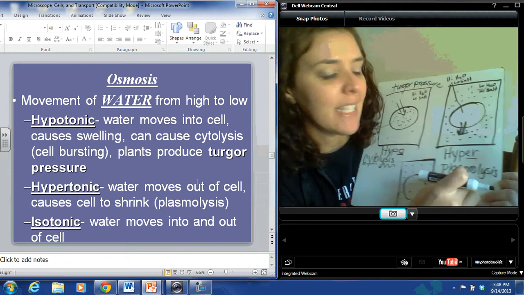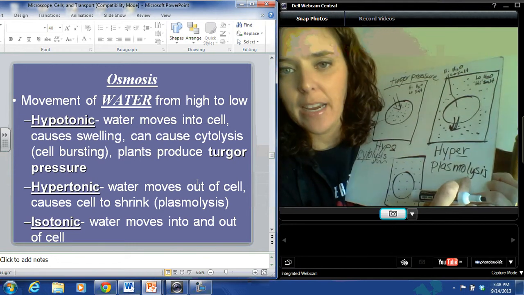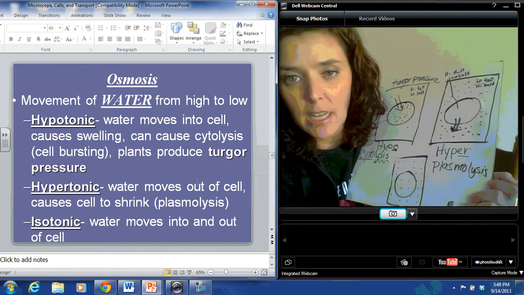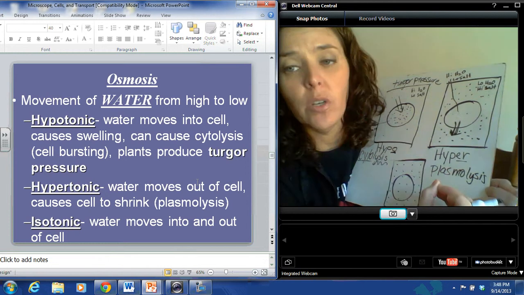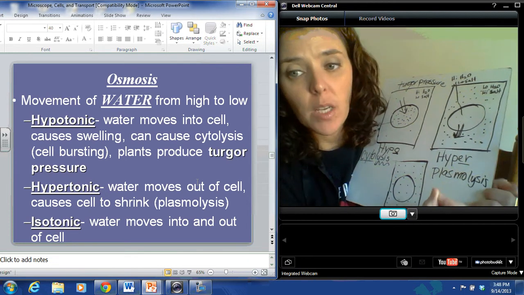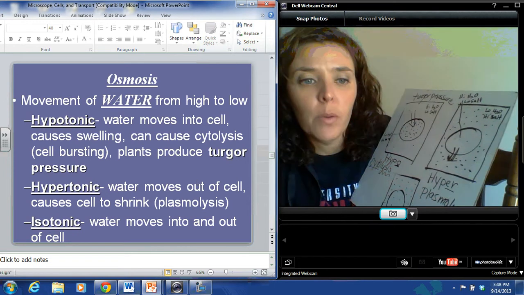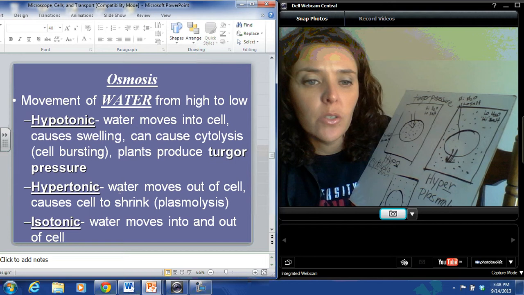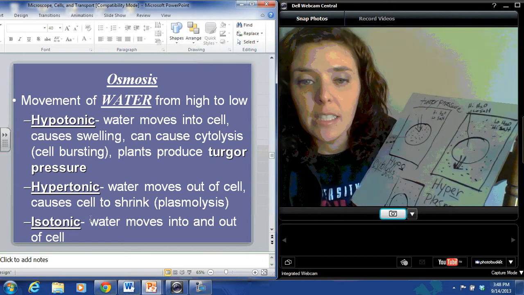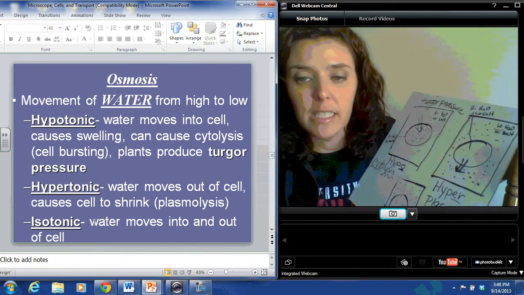Okay, so it's like the cytoplasm is breaking down. It's moving out of the cell. Okay, so the cell is going to shrivel and shrink. Okay, and then again, that's what is written over here in the PowerPoint. Hypertonic solution, water moves out of the cell, causing the cell to shrink. And again, that's called plasmolysis.